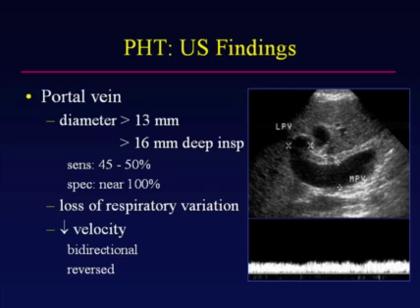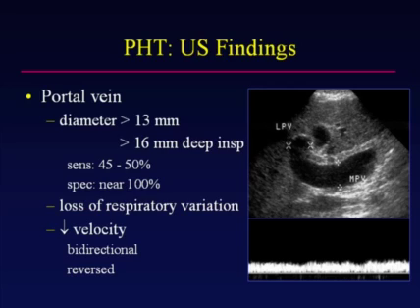Well, one of the first things that you can see is a change in diameter in the portal vein. So a diameter that is greater than 13 millimeters in quiet respiration, or greater than 16 millimeters in deep inspiration. And while this is a relatively insensitive finding, it has a very high specificity of nearly 100%.